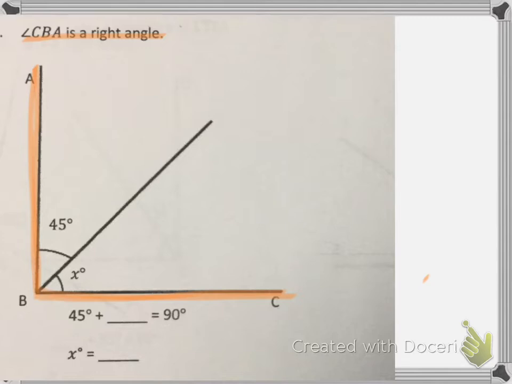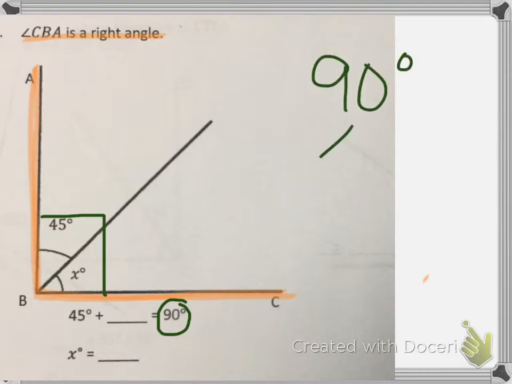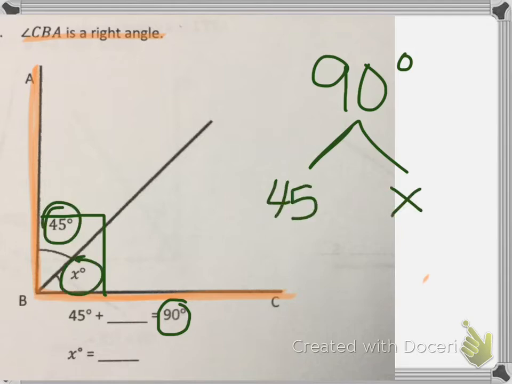So take your pencil and let's make a right square corner like that. Keep the 45 and the X inside your square corner. So that whole thing is a right angle. Well, I know right angles equal 90 degrees. And look, the whole thing's going to equal 90 degrees. So I can kind of think of this as 90 degrees broken into two parts. One part is the 45 degrees and one part is X degrees.